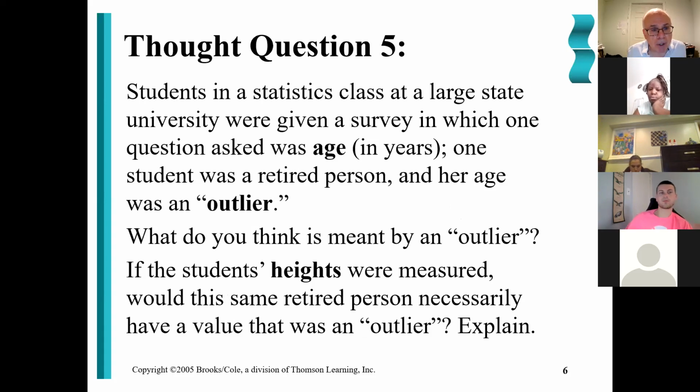And then the next one: students in a statistics class at a large state university were given a survey in which one question asked was their age. So they were asked, how old are you in years? One student was a retired person, and her age was much larger, obviously, than the others, and it's called an outlier. So what is an outlier? Can somebody just describe it to me again? An outlier would be.